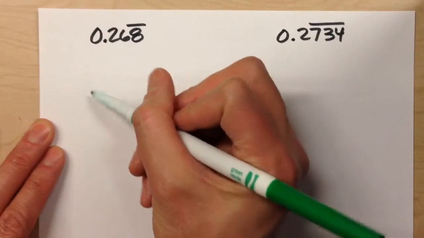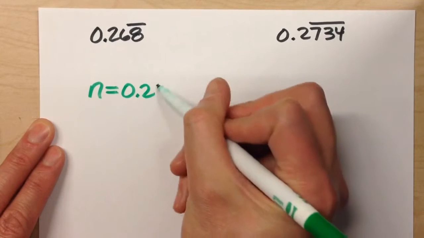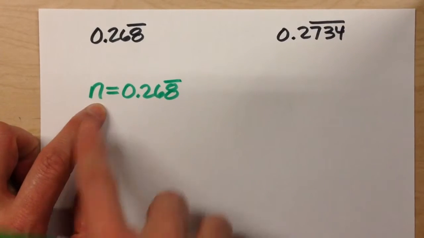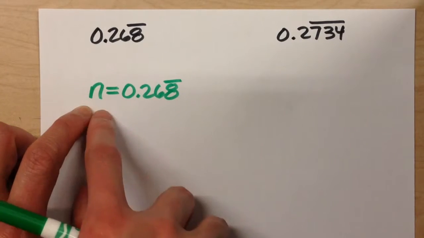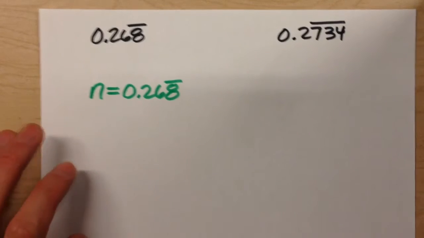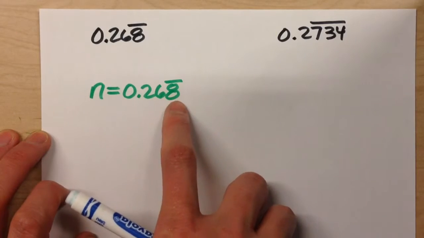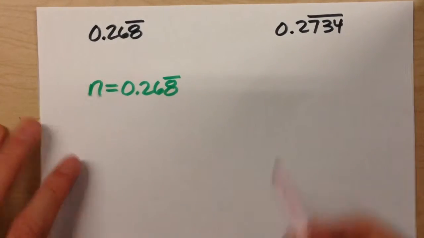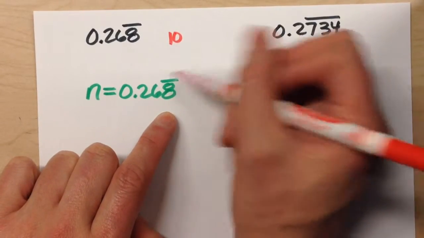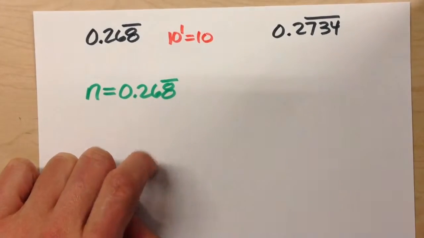Step 1. We are going to pick our variable n and set it equal to 0.268 repeating. N is going to be equal to this, but the fraction version of that. Step 2. Count how many repeated digits there are. In this case, there's only one repeated digit. And what we do is take 10 to the power of how many digits repeat. In this case, 1. So it's 10 to the first power, which is 10.